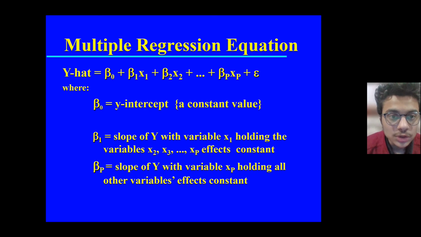Multiple regression equation. This is the multiple regression equation where beta 0 is equal to the y-intercept and b1 is equal to the slope of y with variable x1, holding the variables x2, x3 up to xp effect constant. Beta p is equal to the slope of y with variable xp, holding all other variables effect constant.